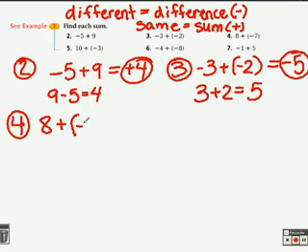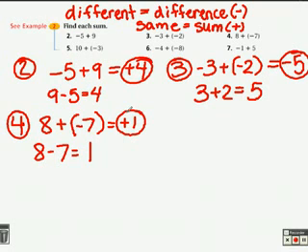Number 4. 8 plus negative 7. All right, so we've got 8 plus negative 7. We have a positive 8 and a negative 7. Uh-oh, different. So different means to find the difference, which is subtracting. So 8 minus 7, which equals 1. And now we've got to figure out whether to make it a negative 1 or a positive 1. Well, we're looking at absolute value. Absolute value of 8 is 8 away from 0. Absolute value of 7 is 7 away from 0. Since 8 is further from 0, we're going to give it that sign, which is a positive. So it equals a plus 1.